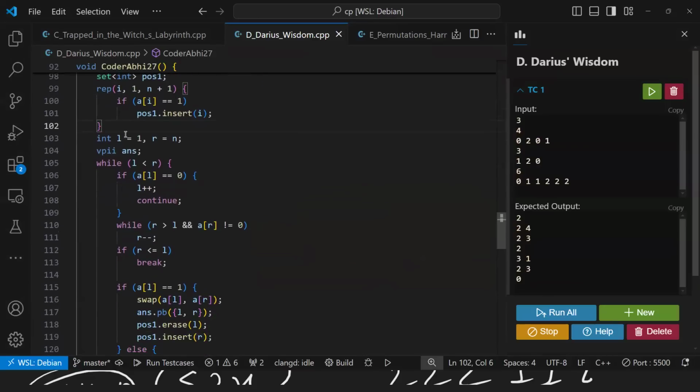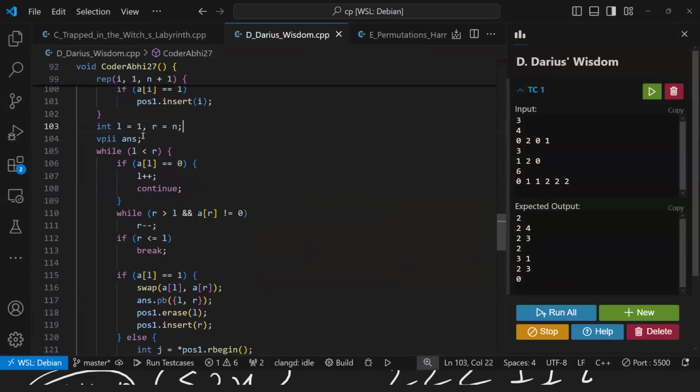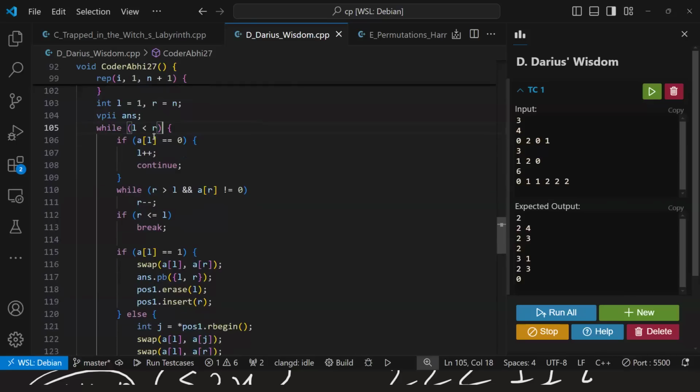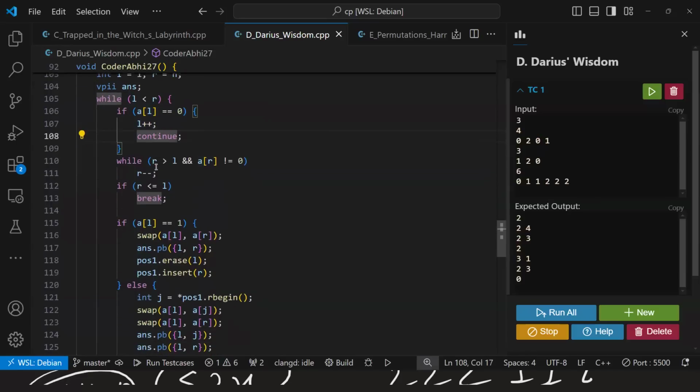Now I initialize 2 pointers, L as 1 and R as n. So I'll move in the 2-pointer approach. While L is less than R, I check if AL is 0, then I do L plus plus. Whenever I get a 0, I move ahead. No problem, no need to change anything, so I do a continue. When I don't get a 0, I need to replace that with a 0.